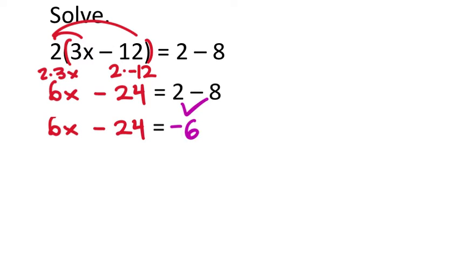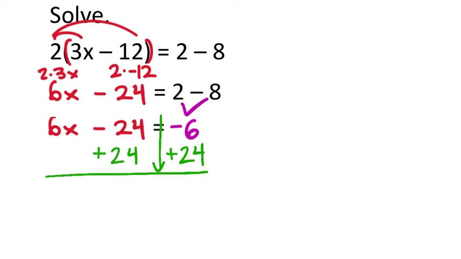equality. So what I would want to do, and we call this isolating the variable, is to get the 6x right here by itself. So the minus 24, I'm going to make it a 0 by adding 24. But if I do it to one side, I just need to remember to do it to the other side as well. So I plus 24 there as well.